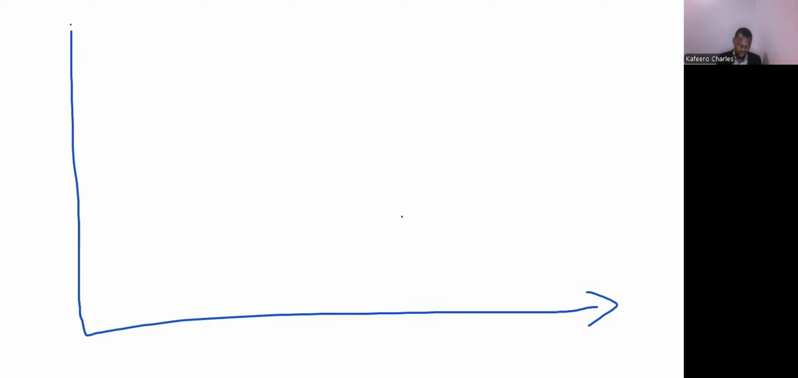Then on the horizontal axis we are going to have the level of gearing. Then on the vertical axis we are going to have the cost of capital. Let me just call it WACC. So that's how we are going to be able to draw this.